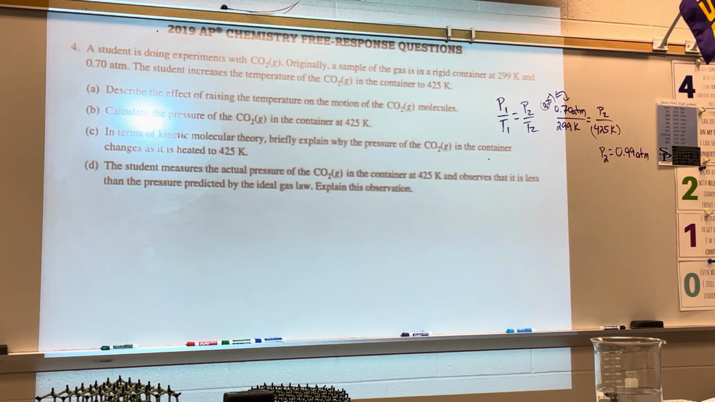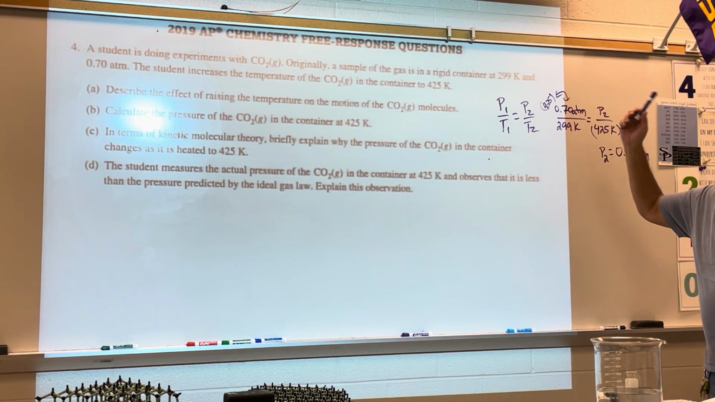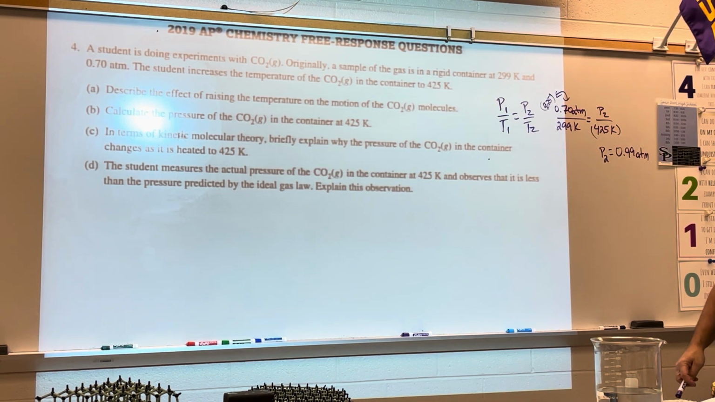Okay, did yours work out? Because you had volume in there and you didn't need it. What did you use for n? Well, I substituted n over V. Yeah, they're all related to one another. The n's just cancel out because it's the same number of moles.